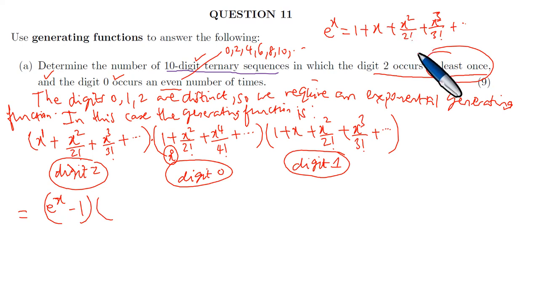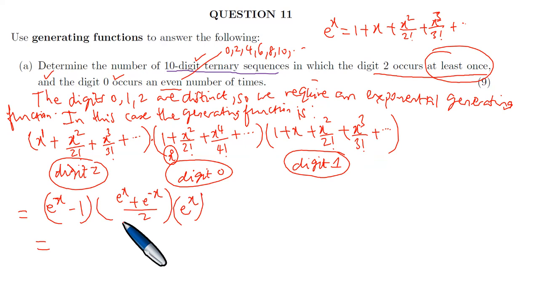Let's look at this one now. This one is having even things. What does dealing with the even things mean? If you look at the back of the paper, this one is e to the x plus e to the minus x, over 2. Then the 1 plus x squared and so on is the general e to the power x. So we have this now. We can just multiply everything.